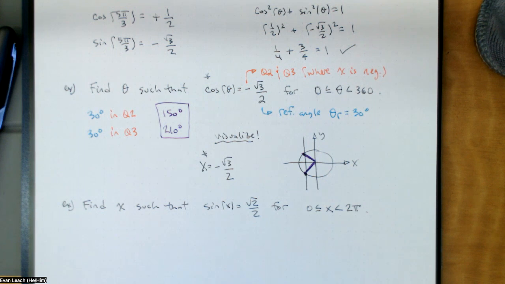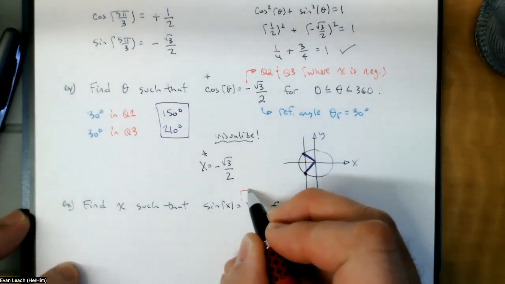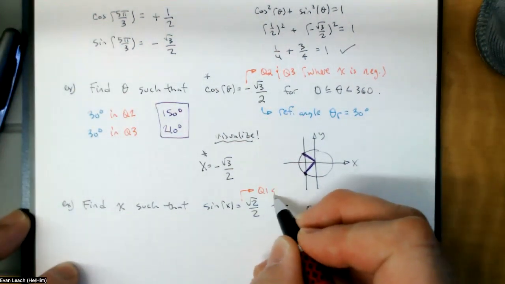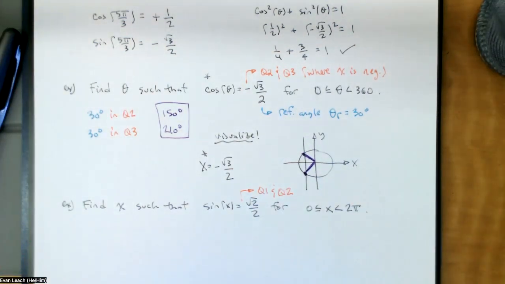So here we have another type of equation. We know we're going to have two values because there are two places where sine is positive. What are the two quadrants where sine is positive? Quadrant 1 and quadrant 2. That's where sine is positive. Sine is positive where the y coordinates are positive.